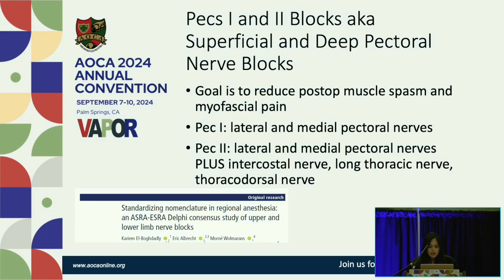And then the deep pectoral nerve block is a deeper injection between the pec minor and serratus anterior muscles. And these target the intercostal nerves, the long thoracic nerve, and the thoracodorsal nerve. So with the previous naming, the superficial pectoral nerve block would be the PEC 1 block, and the deep pectoral nerve block would be the deeper injection involved in the PEC 2 block.